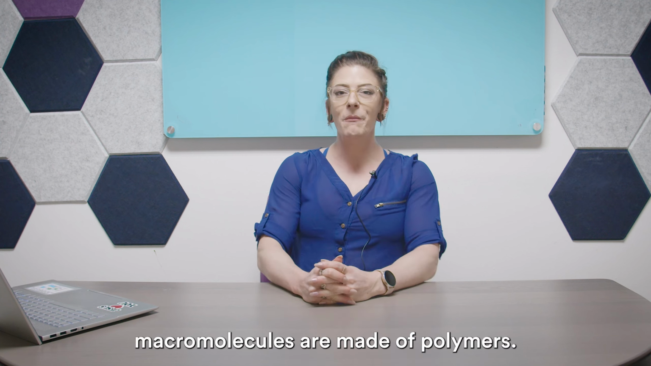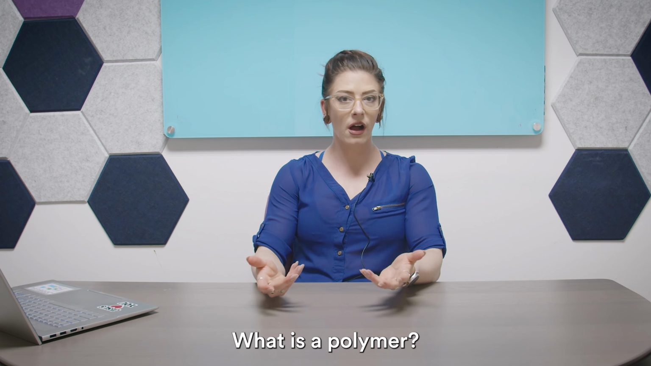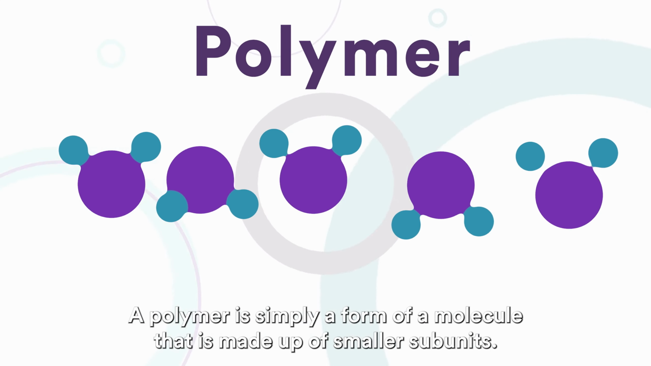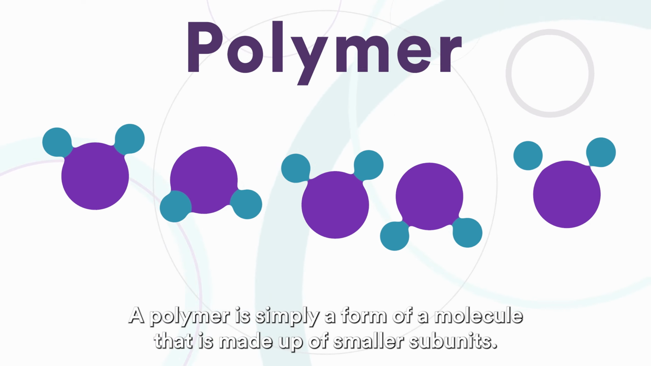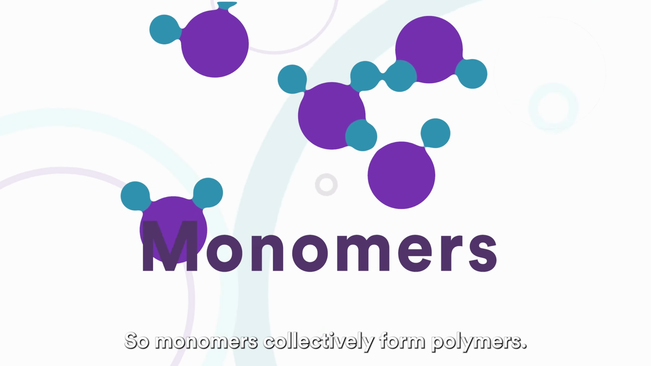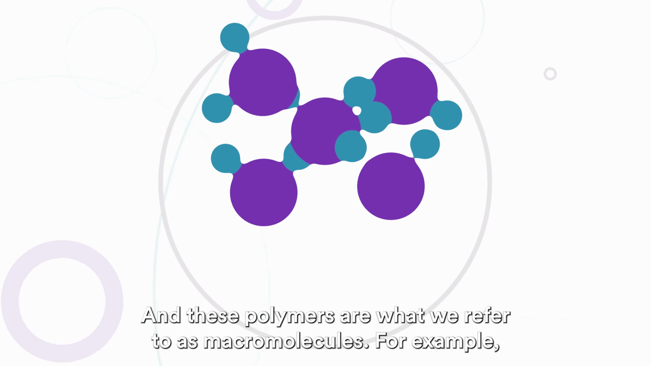Property number 2, macromolecules are made of polymers. What is a polymer? A polymer is simply a form of a molecule that is made up of smaller subunits, and we call those subunits monomers. So monomers collectively form polymers, and these polymers are what we refer to as macromolecules.